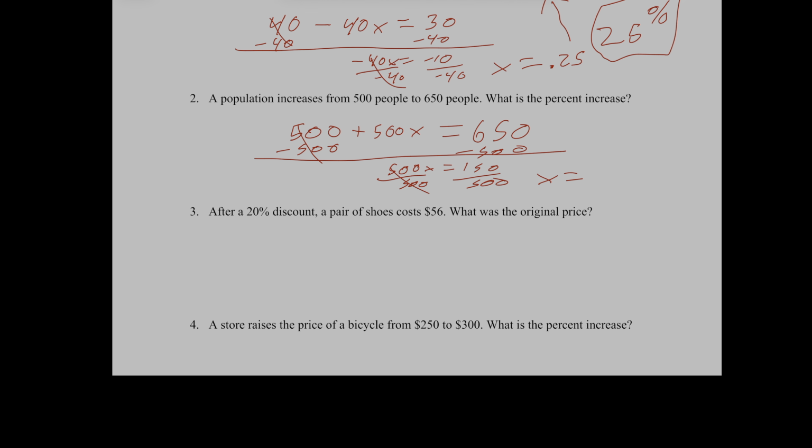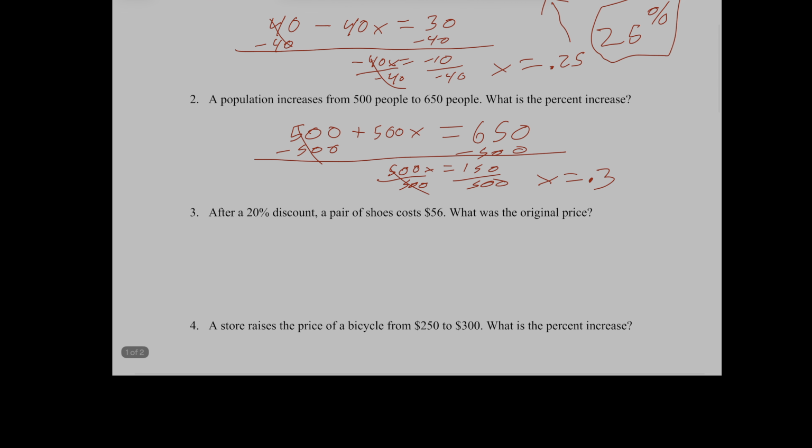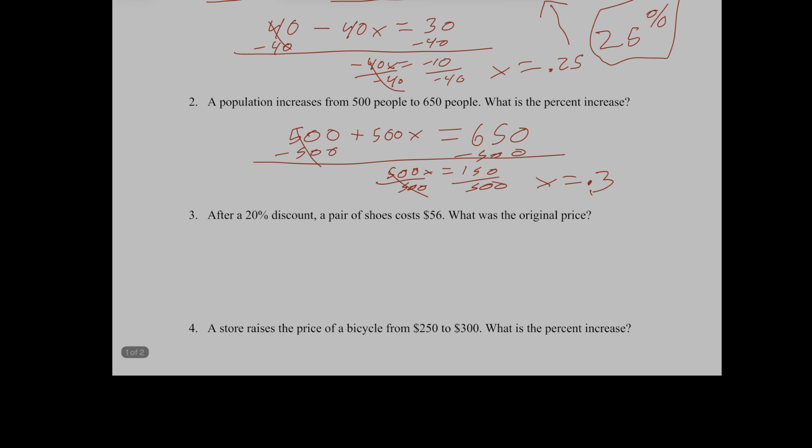Okay, so here's what I'm going to do. I'm going to go 150, and I'm going to divide by 500. So 150 divided by 500, and I'm going to get 0.3. So what is the percent increase? Now remember, you got to say it as a percent. So you got to move this over twice. The answer is 30% increase.